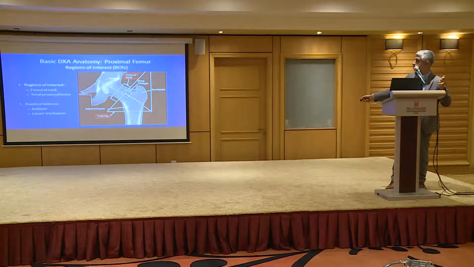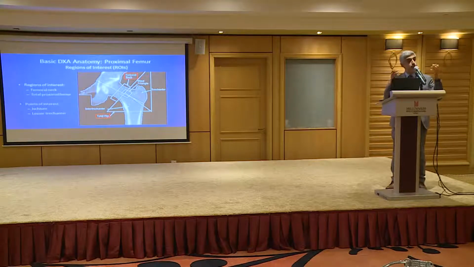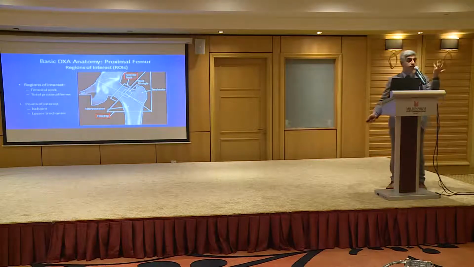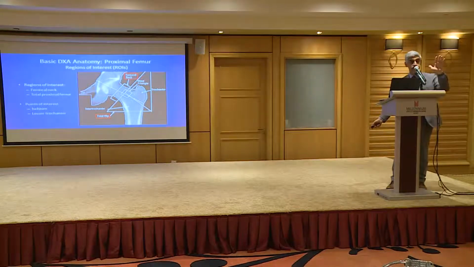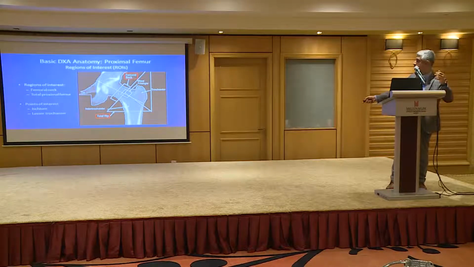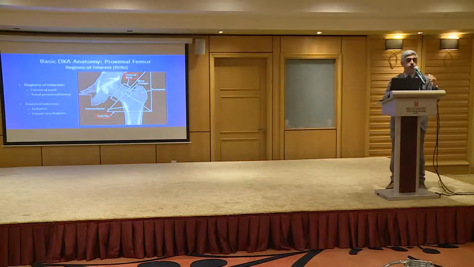Then you have points of interest that you also would like, to make sure that the exam was done correctly. The lesser trochanter is a posterior object. So if you see more of a lesser trochanter, then you know this patient has not done internal rotation quite well. So he's more externally rotating his leg. Also the ischium, you would like to see it also to make a good judgment about the picture.